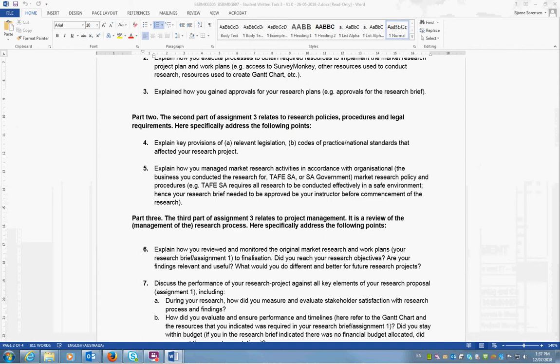You could, more precisely, look at the Spam Act of 2003 and the Privacy Act of 1988 for the first part, relevant legislation. When we look at codes of practice and national standards, I suggest you look at the Australian Market and Social Research Society. That is the governing body for market research in Australia, and they have codes of professional behaviors that should be followed when you conduct research, and you need to explain how you followed these codes.